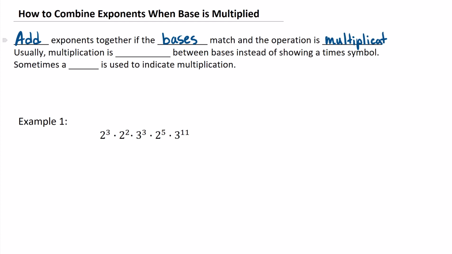And this probably should be emphasized: we're talking about multiplication on the base, not exponent multiplication. That would be confusing. So multiplication on the base. You can just put that in parentheses, just to make sure. Usually multiplication is implied.